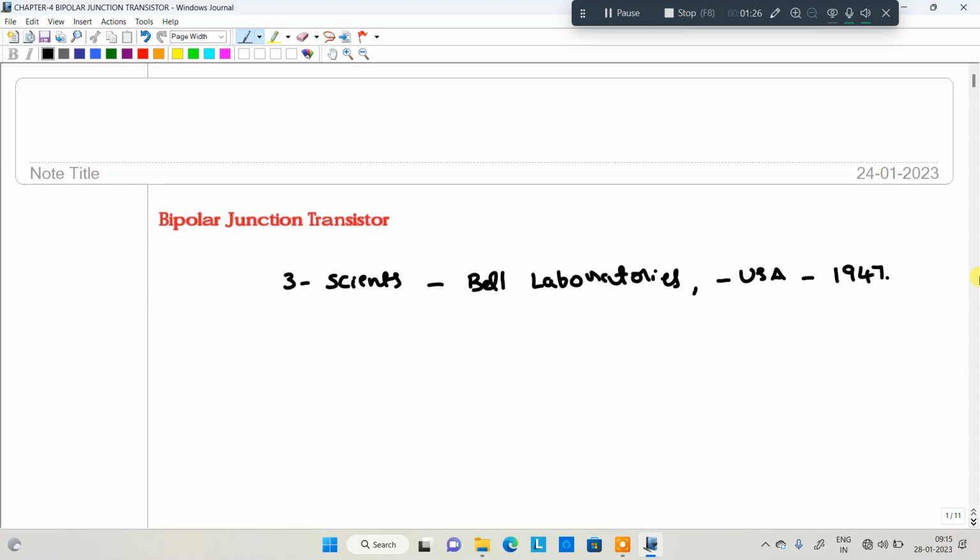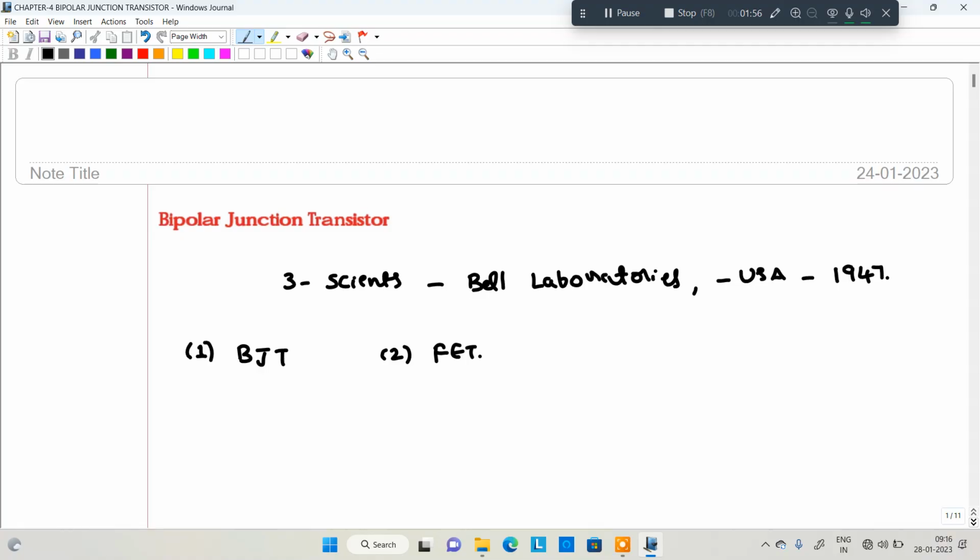Now there are two basic types of transistors. The first one is the BJT, bipolar junction transistor. The second one is the field effect transistor. We are going to discuss the BJT in this chapter, and in Unit 4, chapter 3, I guess, we will discuss the field effect transistor in complete detail.